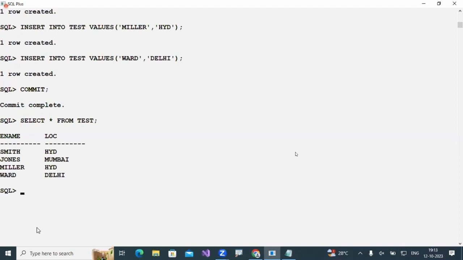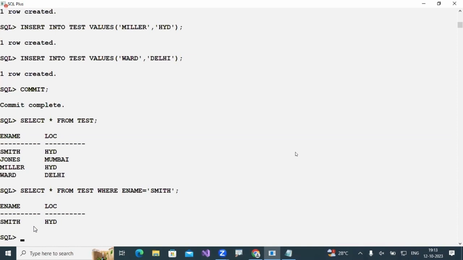Let's try on a single table, a normal general query. I'm writing now: select star from test where ename equals Smith. I got some output, but does this output satisfy my question as per the table or not? My question is, if any other employee is there, is that employee's data also retrieved or not? Who is that? Miller. Where is your Miller? Why are we showing only Smith?